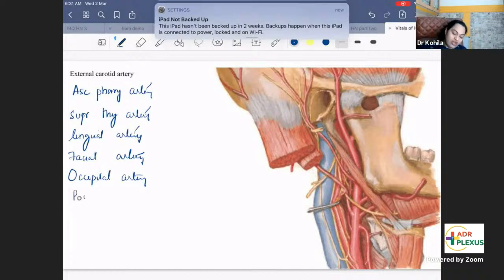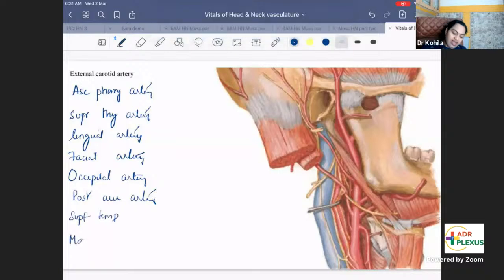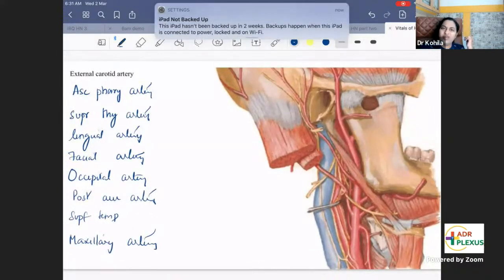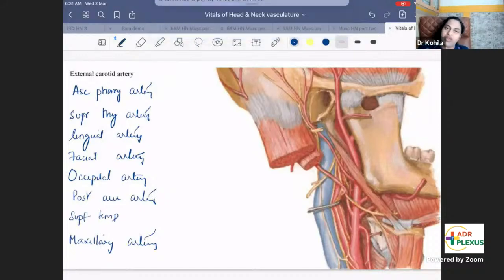And then above that, you'll see the posterior auricular artery. And the terminal branches, what are they? Superficial temporal and maxillary artery. A lot of questions have been centered around the external carotid artery and its branches. There's a mnemonic, right? All of you must be remembering: Sister Louise' powdered face often attracts medical students. Mnemonic to remember the branches of the external carotid, and I'm sure all of you know that.